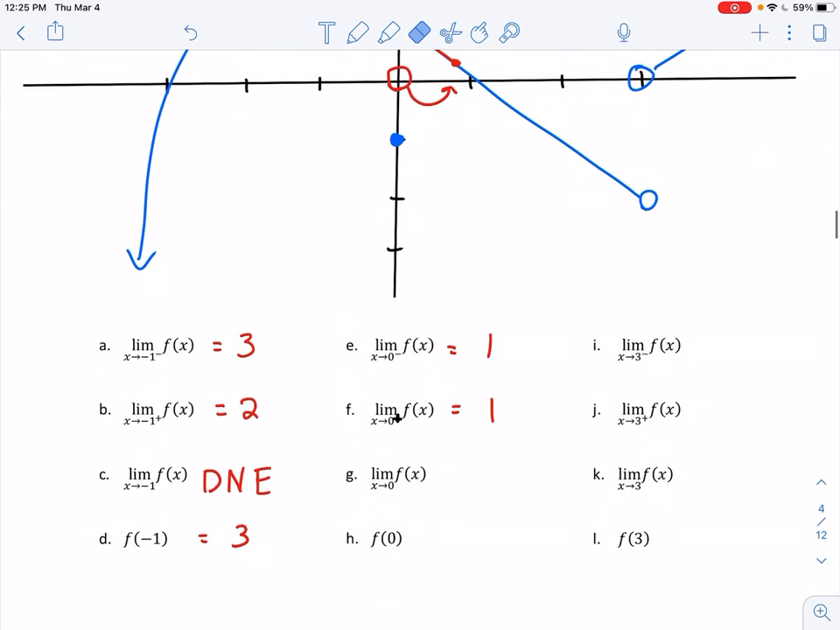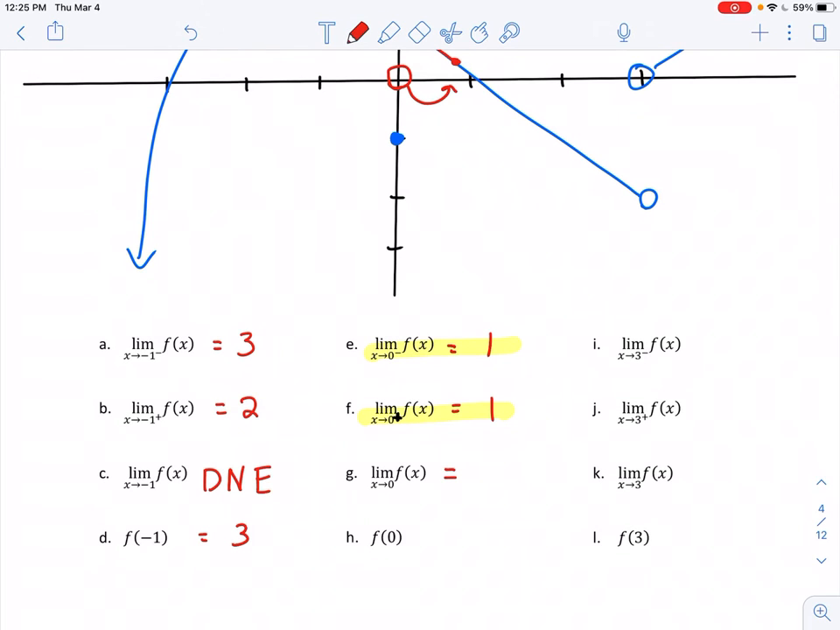So we have enough information then to jump down to part G. It says, what is the value of the two-sided limit of f of x? And in this case, the left-hand limit is 1. The right-hand limit is also 1. That tells us that the two-sided limit should also be 1. And that's another type of question I could ask.